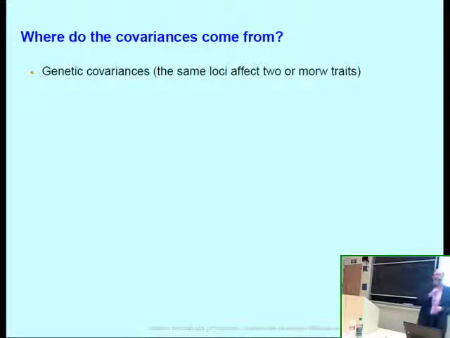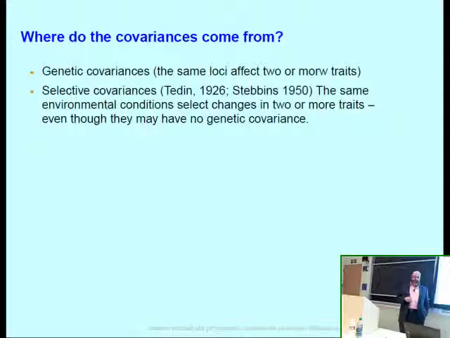But not so fast, because there's another source of covariation, and it's very important to keep it in mind. I have been howling in the wilderness about this for almost 25 years, saying, look, folks, you've got to understand this. I have not noticed much reaction yet. There's another force called selective covariance. It was actually first defined by quantitative geneticist Olof Tedin in 1926. And G. Ledyard Stebbins, who was here, of course, at Davis at the end of his career, in his great book of 1950, Variation and Evolution in Higher Plants, cited Tedin's work and said, look, there's selective covariation too.